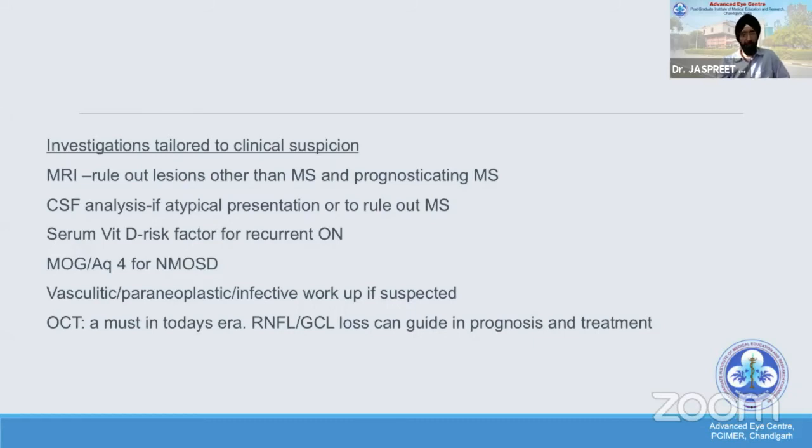CSF analysis is done if you find that you're not really getting along with the MRI, or something is very atypical, suspicious and not fitting into your diagnosis; you could do a CSF analysis along with that. Serum vitamin D, although not directly related to optic nerve damage, is a risk factor for recurrent optic neuritis. So always get a vitamin D level. And in this Indian population, people are probably deficient in vitamin D, so no harm in starting them on vitamin D.